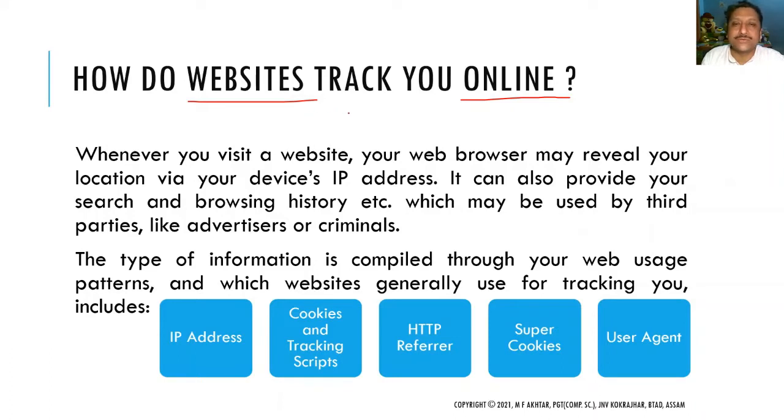first we should know how they track us online. If we want to go anonymous and hide from tracking, then first we should know how they track, and then we can work online with an anonymous system. So see here, whenever you visit a website, your web browser may reveal your location. First of all, location may be revealed.